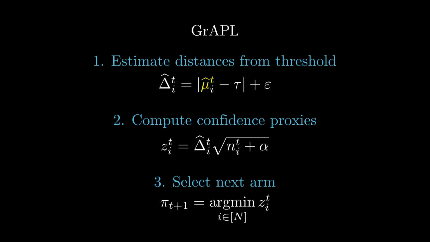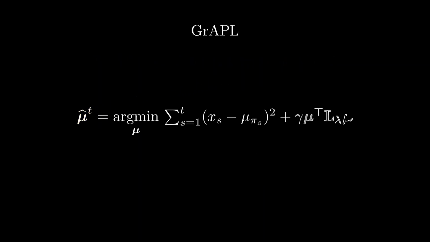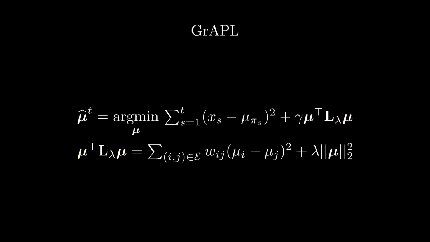Now let's talk a little bit more about the estimation of the means. We estimate the means by solving a mixed objective of the squared error of the observed samples for each arm and gamma times a Laplacian-based penalty term, which penalizes the squared distance between values for adjacent nodes in the graph, as well as the two norm of the values to help with stability. It is this regularization that will allow us to leverage information sharing between the arms, so that we can converge to the solution much faster than other adaptive strategies.